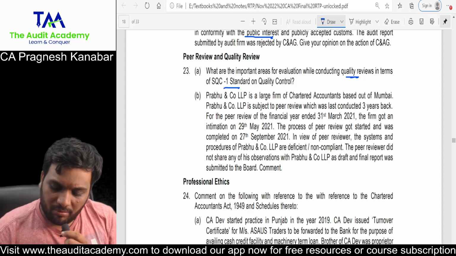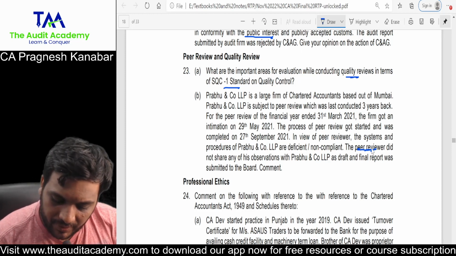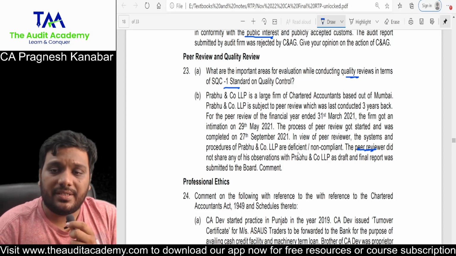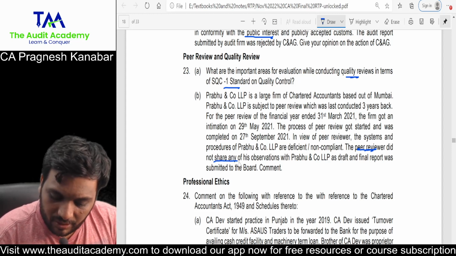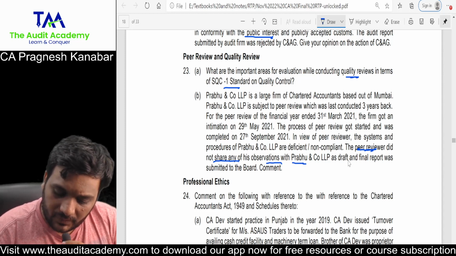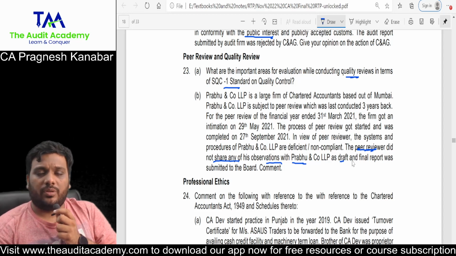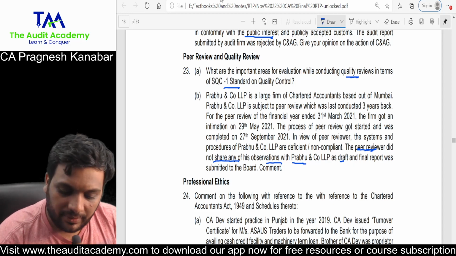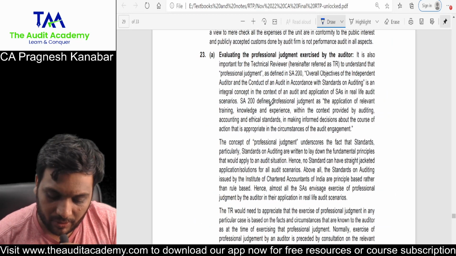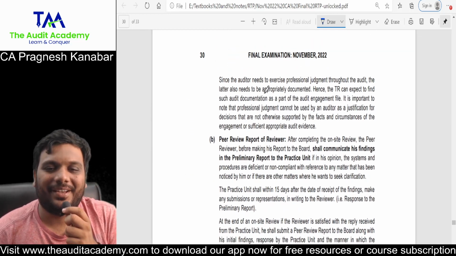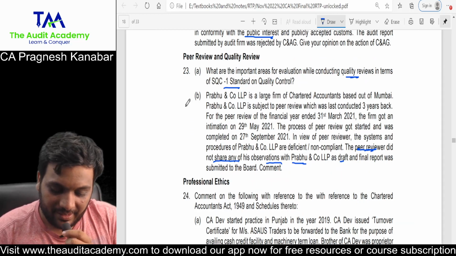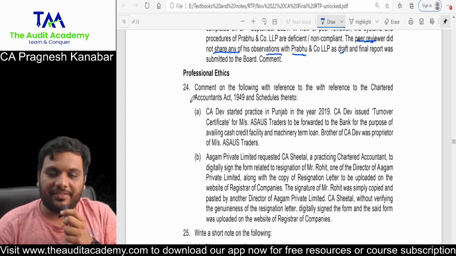All right, and the main problem is that the peer reviewer, even though there were some observations that he had, did not share any of his observations with the practice unit as a draft, and directly what they did is they submitted the final report to the board, which is wrong. So that reporting stage of peer review has been questioned over here. Now, when we move ahead, professional ethics, there are very simple questions.